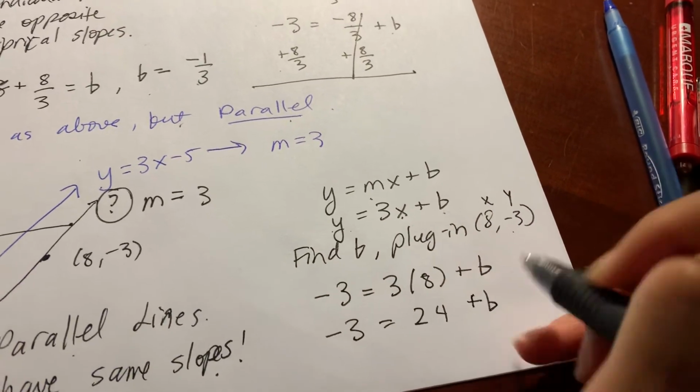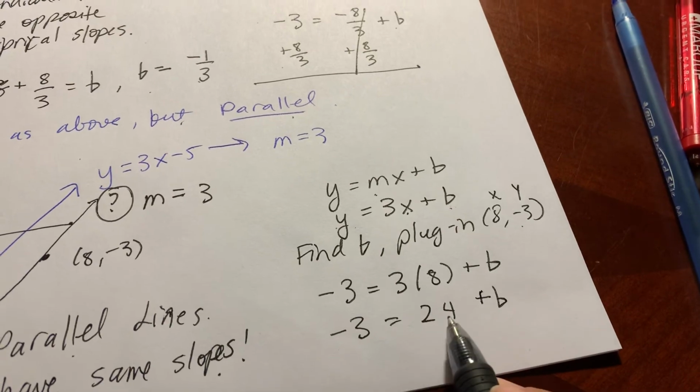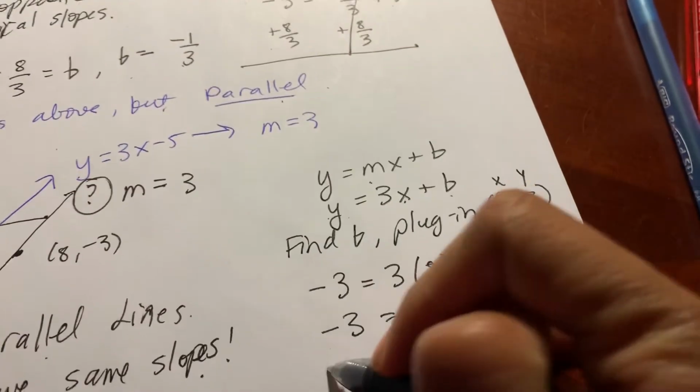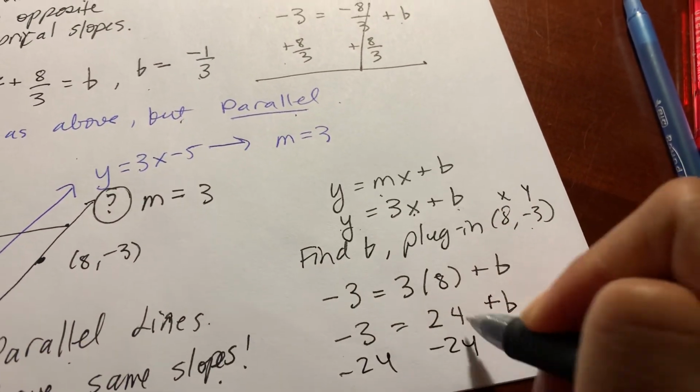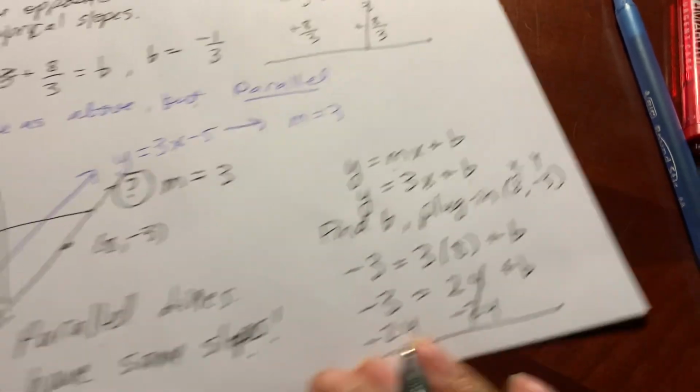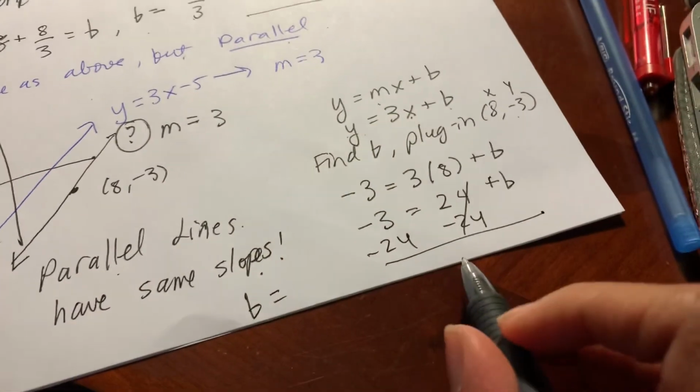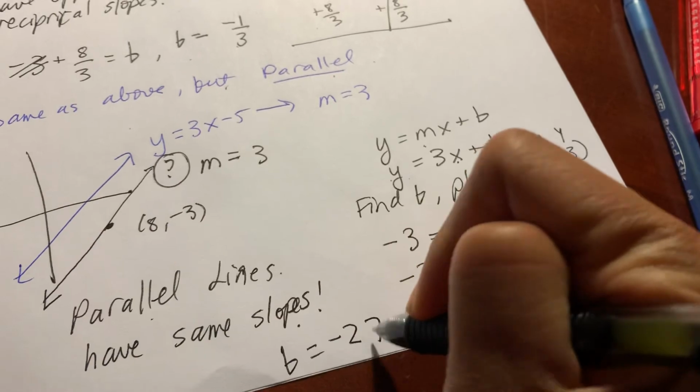So now, as a result, I have negative 3 equals 24 plus b. I want b to be sitting by itself, so I subtract 24 on both sides. So as a result, I end up getting that b is equal to negative 27.